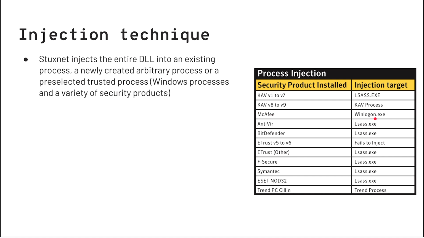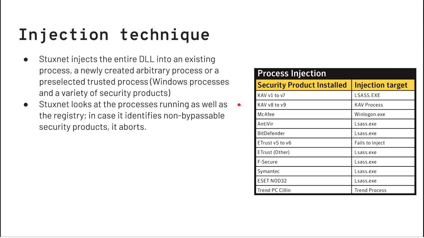McAfee would be a trusted process. For specific antivirus like eTrust v5 to v6, Stuxnet would fail to inject because of the mechanism these antivirus products were using to check for viruses or malware. So you see it was checking for the security products, and it would have different injection targets. To find the security product installed, it would look both at which processes are running and within the registry. In the registry, you have information about installed products, and in case it found a non-bypassable one, like eTrust v5 to v6, it would abort the execution.